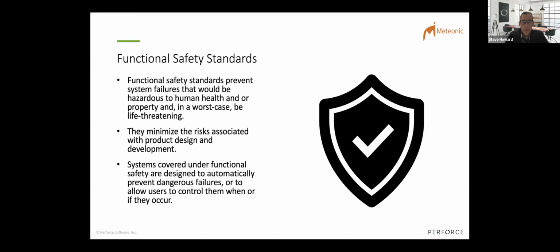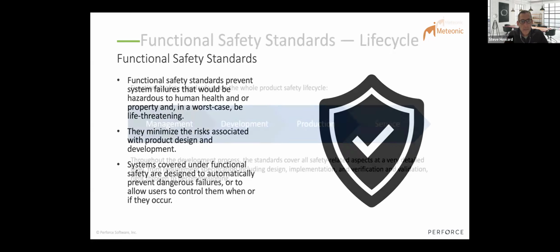So systems covered under functional safety, when we're working to functional safety standards, are designed to automatically prevent dangerous failures, first of all. And if they do fail, for example, our brakes do fail, we want to have a warning light or something so that the user is then able to know and will be able to react in a sensible way to that failure. So it's a bit of both. It's first of all preventing failures, and then if we do have a failure, what's our mitigation strategy? So that's functional safety, and that's what we're doing under a standard.